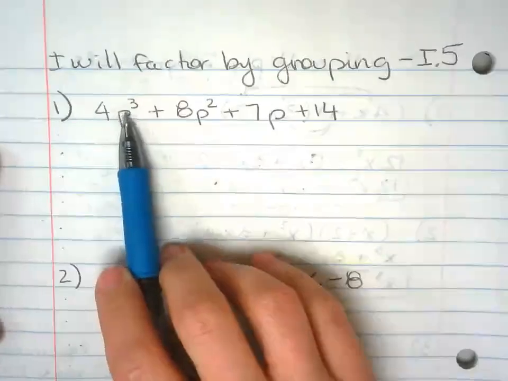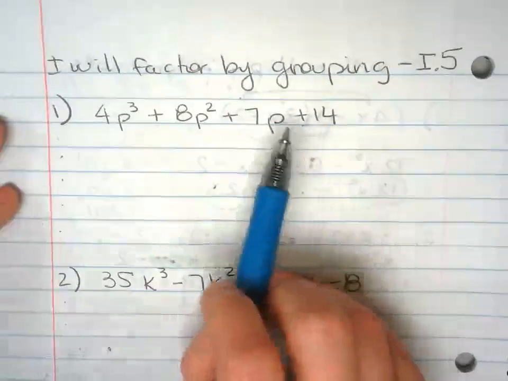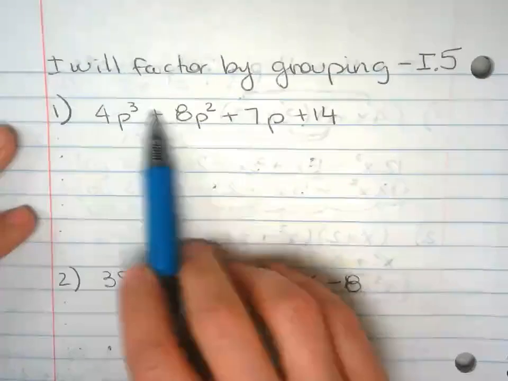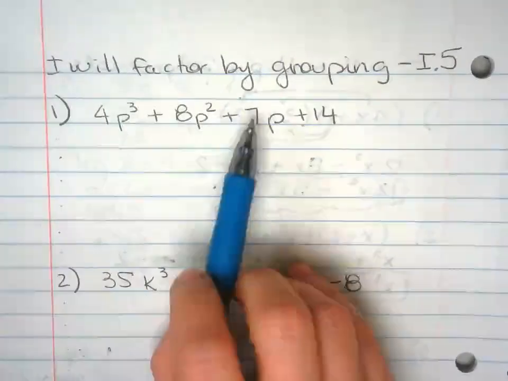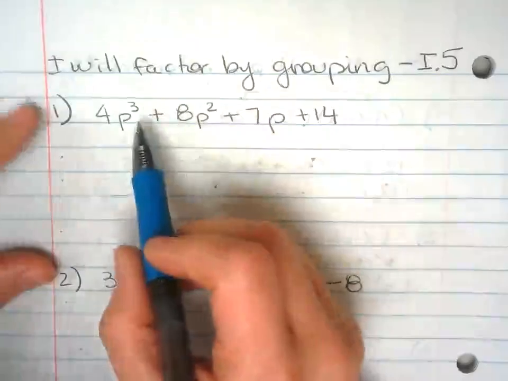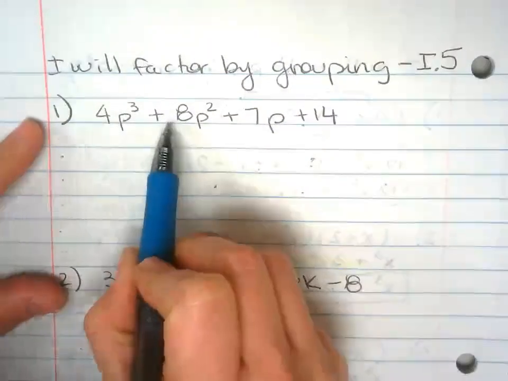One thing is you need to make sure that they're in order before we start trying to find the greatest common factor. So the greatest exponent to the least exponent. So the answer is yes, it's already in order. So we're going to find what they have in common between these two terms first.